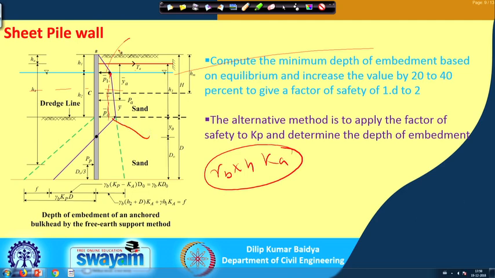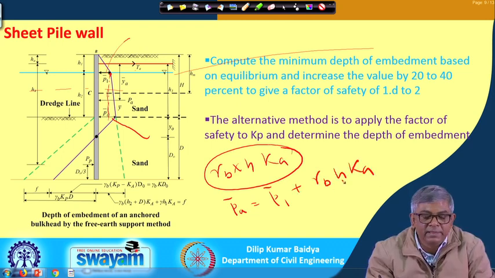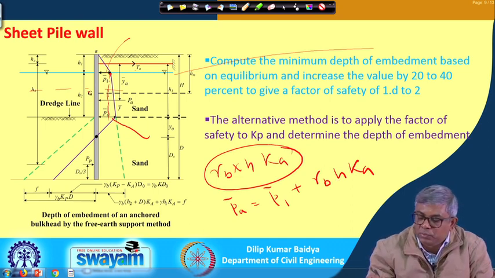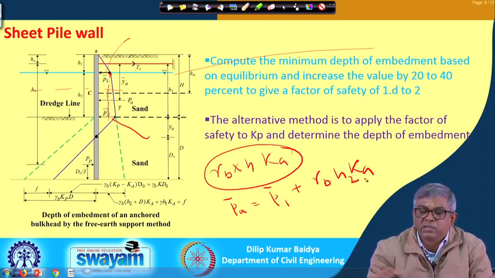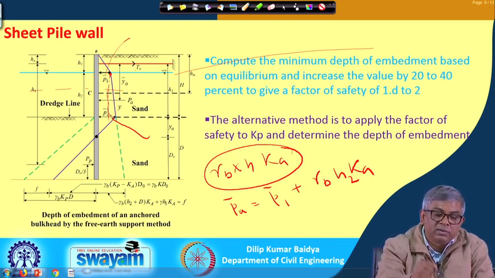So, at this point P A bar will be equal to P 1 bar plus gamma b h K A. Instead of h, I can say this is H 2, so gamma b H 2 K A. So, this P A bar is to be calculated, and this diagram is complete.